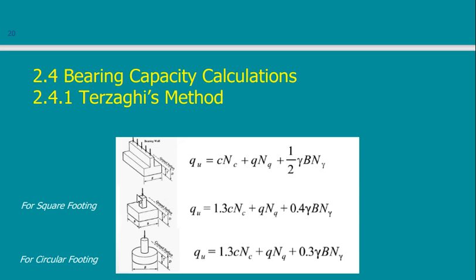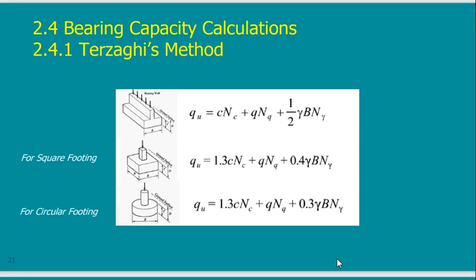If you have a rectangular footing or square footing, then this will be the equation. And if you have a circular footing, this will be the equation. If you look at the equation, you will find that it includes something we know and many things that we don't know. C, we know what C is, but NC, we don't know what NC is. Q, maybe Q is the stress on the soil. NQ, we don't know. Gamma is the unit weight of the soil.